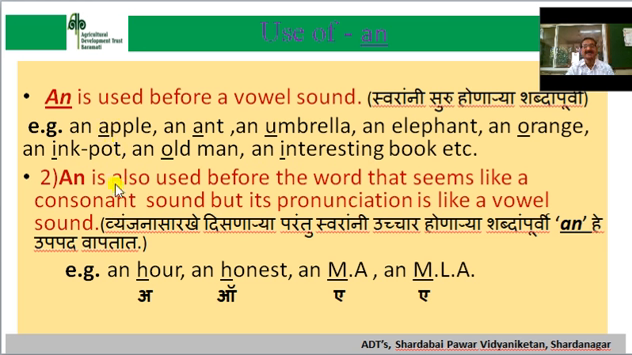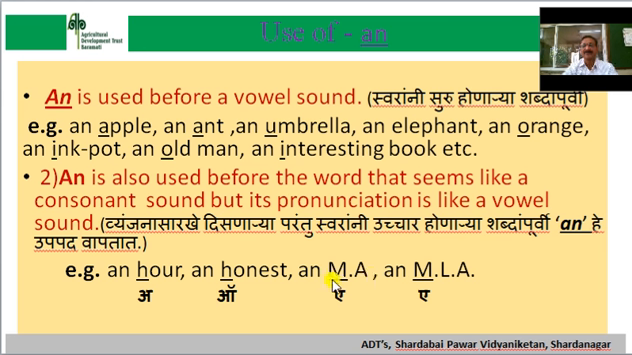Next, an is also used before a word that seems like a consonant sound but its pronunciation is like a vowel sound. For example, an hour. Here, hour starts with H. H seems like a consonant sound but its pronunciation is like a vowel sound. Hour. And honest. Here also H is silent. It seems like a consonant sound but its pronunciation is like a vowel sound. Honest, awe.